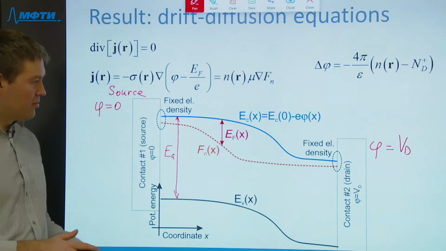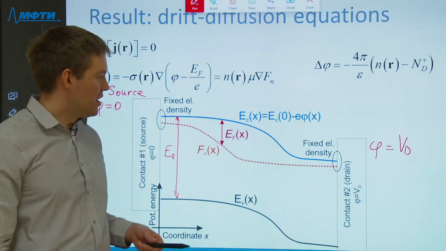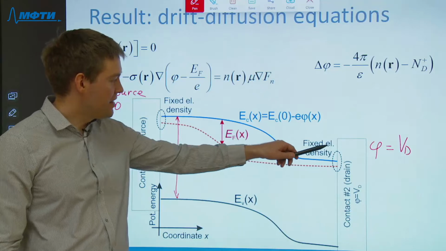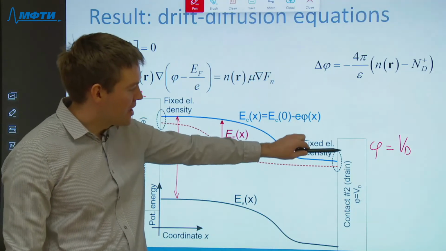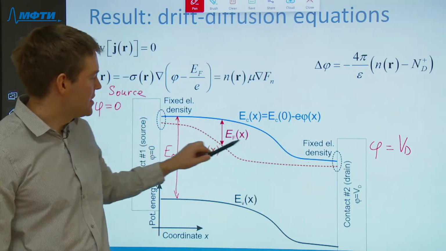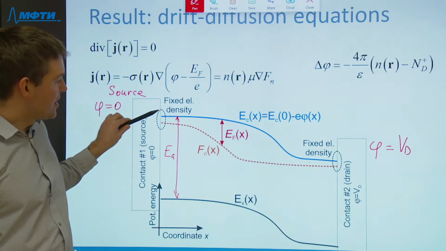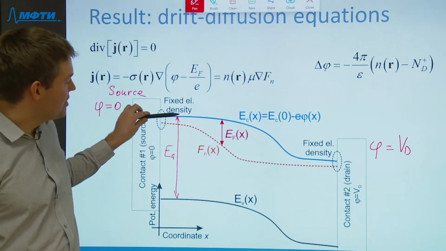When we apply some positive voltage Vd, the electron potential energy becomes lower at this contact, and the profile of the potential energy is somehow bent.